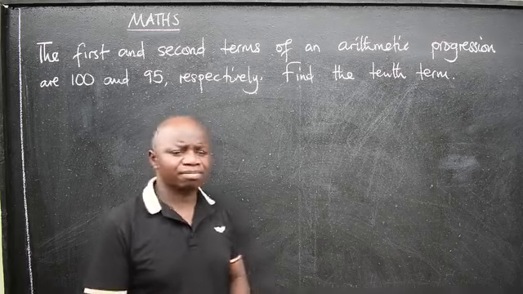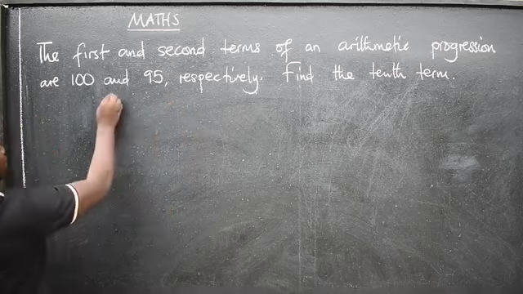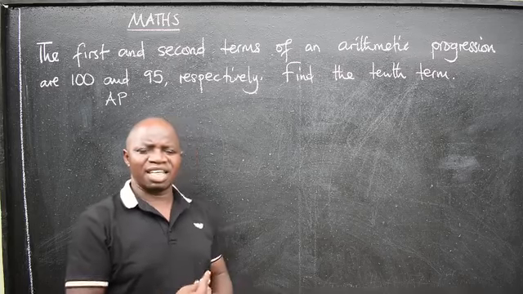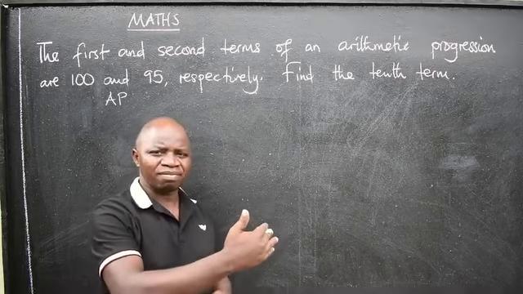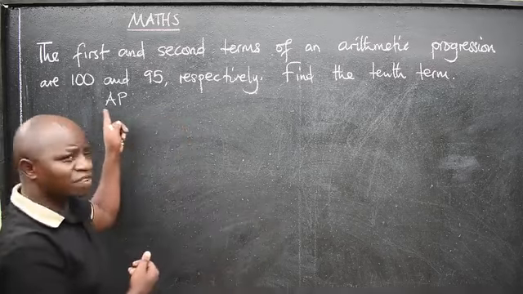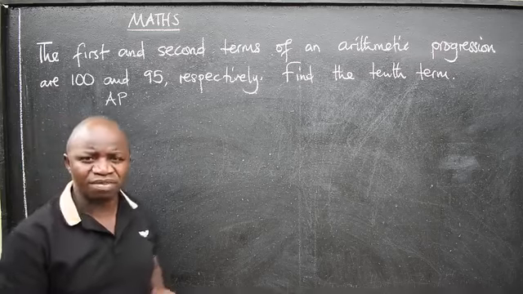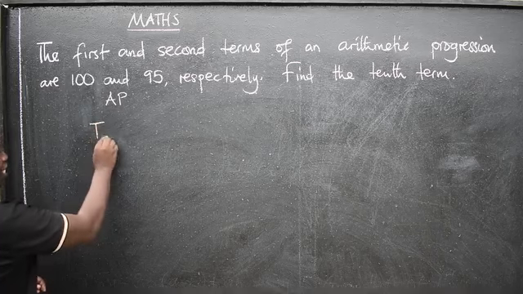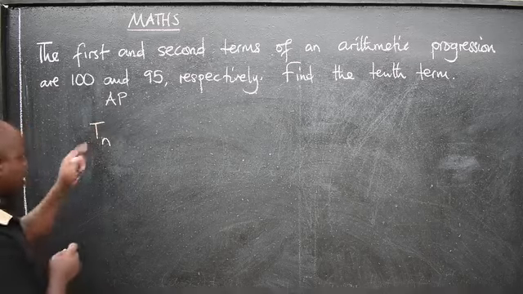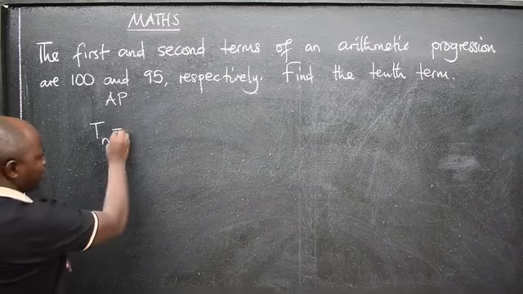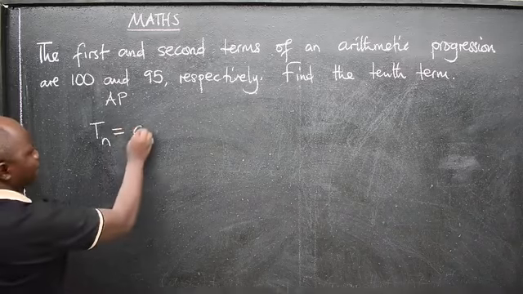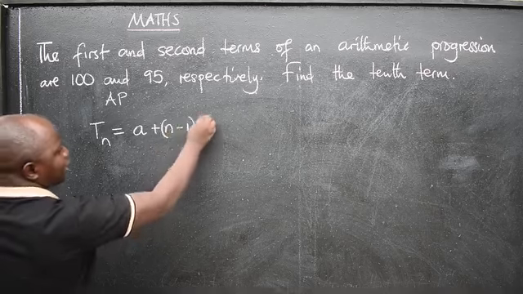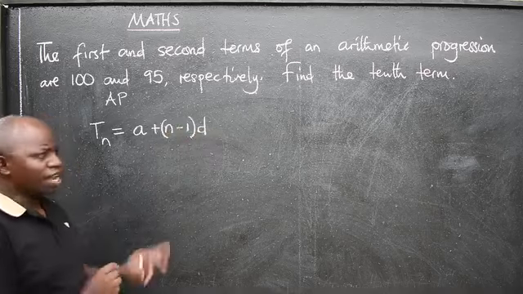The nth term. So under AP, when you are finding the nth term of any AP, the formula is nth term, written like that, is equal to a plus n minus 1 d. Now, what does this mean?